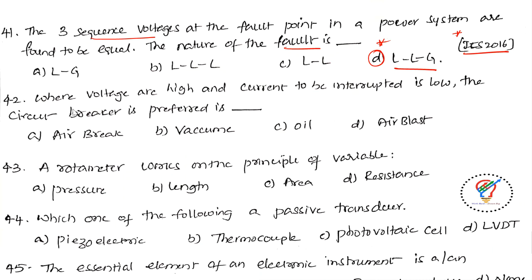Important. Next one, when the voltage is high and the current to be interrupted is low, which circuit breaker is preferred? The options are air break circuit breaker, air blast circuit breaker, vacuum and oil. So here the voltage is high but the current to be interrupted is low, which means we can use a vacuum circuit breaker.